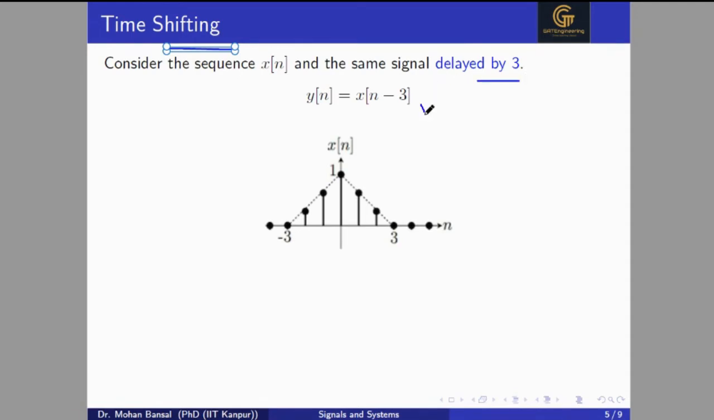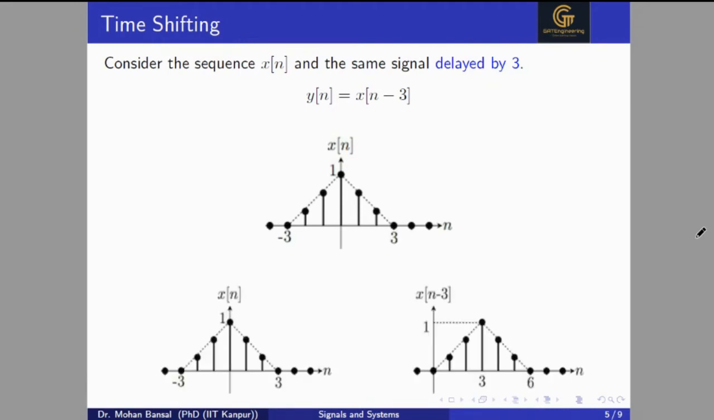It is represented by x[n-3]. If we write x[n-3], it is the delayed signal, which shifts to the right. So we have a signal from minus 3 to plus 3. After shifting the signal, we get y[n] from 0 to 6. It is starting from 0, ending at 6, so it is shifted by 3. Whatever value we have at n equal to 3, we are getting at 6. Whatever value we had at n equal to minus 3, we are starting from n equal to 0. So this is the shifting property.